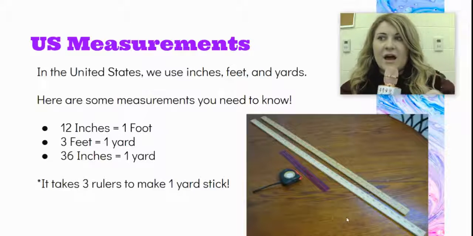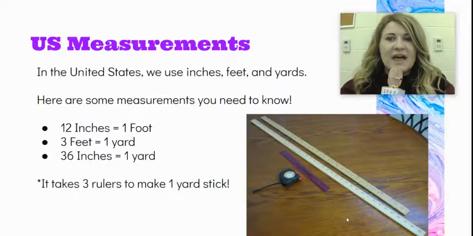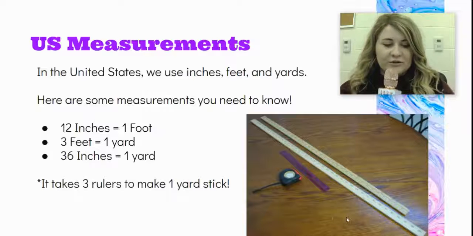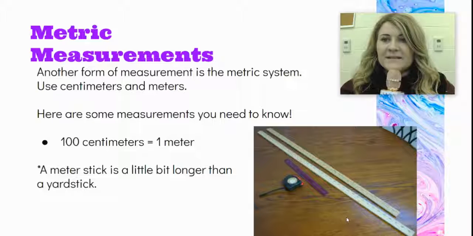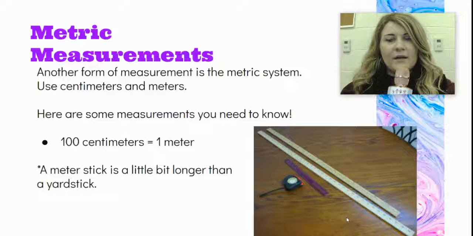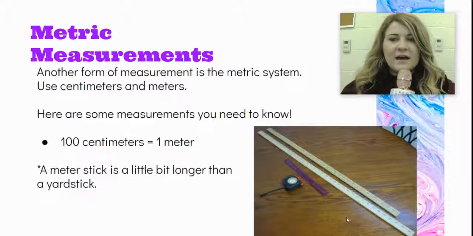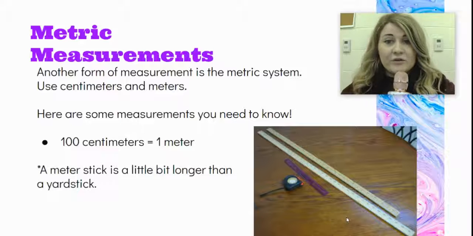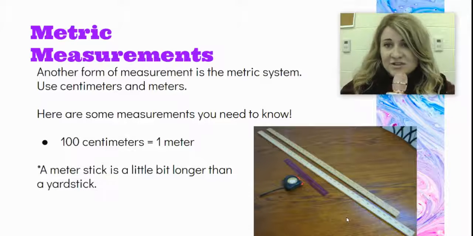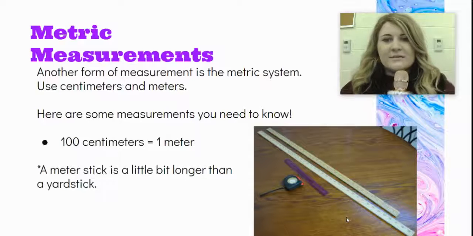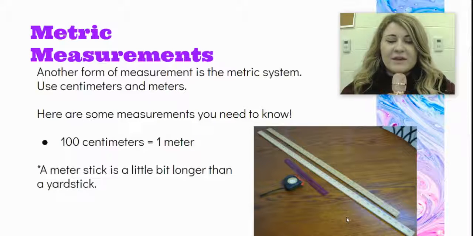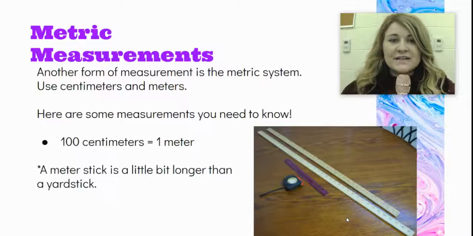Today, we are talking about other types of measurements that people across the world use. People use something called the metric system. A lot of places in Europe use this system, and in America, you can kind of see it used sometimes, especially in science. But you need to know how to use centimeters as well as inches. So another form of measurement is the metric system. We use centimeters and meters here. The measurement that you need to know for this is that 100 centimeters equal a meter.